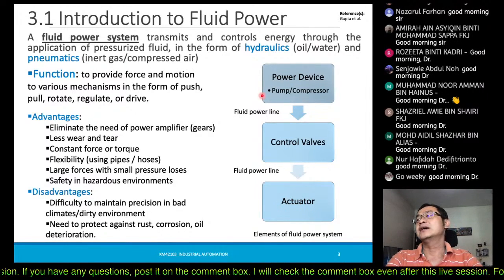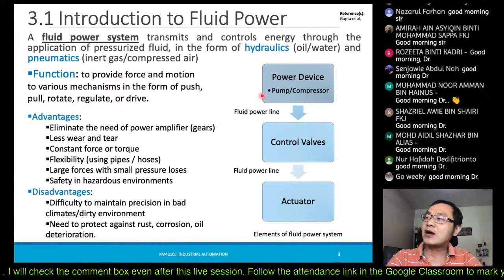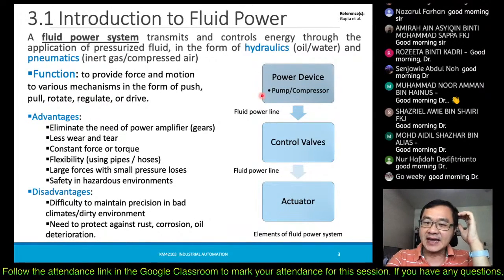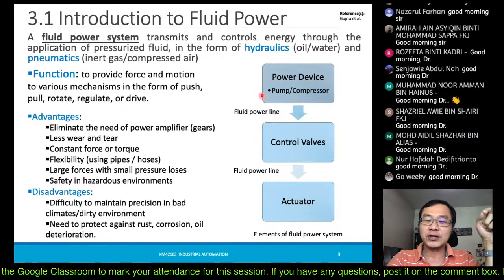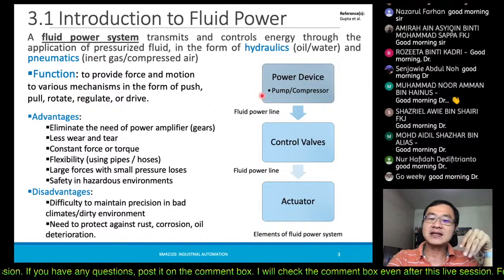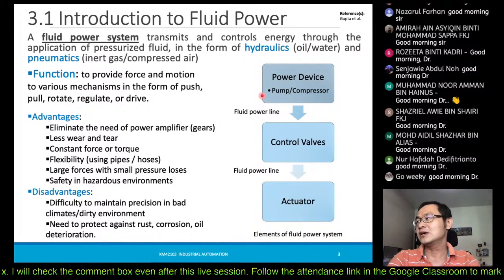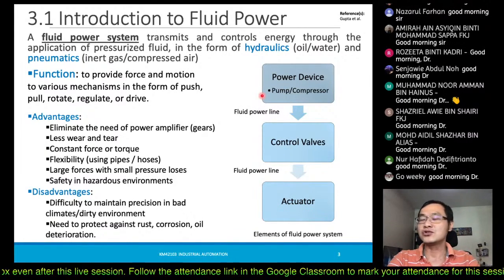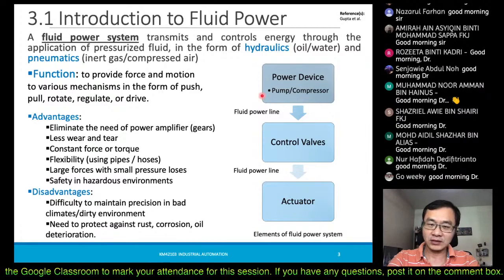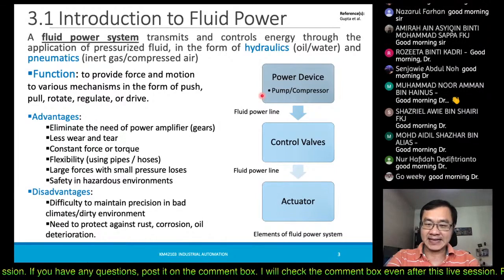In general, we would group them as what we call a fluid power system. These fluid powers are always used to transmit and control energy through the application of pressurized fluid. So we use pressure to transmit the energy through the fluid itself. It could be in the form of hydraulics, which usually uses oil, but we can also use water, as well as pneumatics, which involves the usage of compressed air or inert gas.